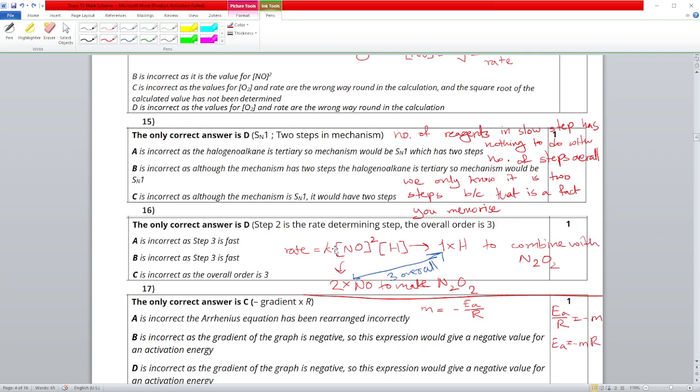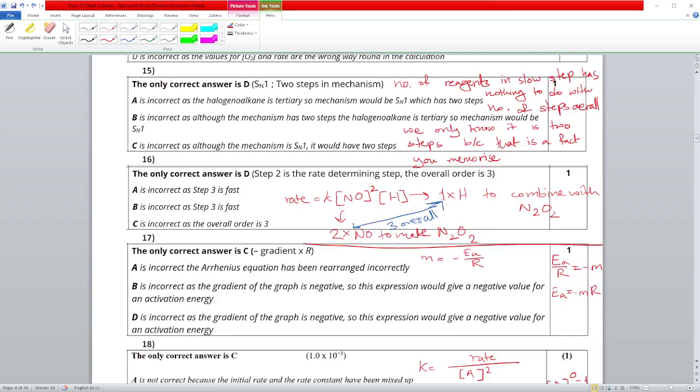Now, it's annoying to have to remember it like this because NO shows up in a fast step. But it's important to notice that NO shows up in a fast step that makes the chemical that is required in the slow step. And that's why, even though it's in a fast step, its presence is in the rate of reaction, in the order of reaction.